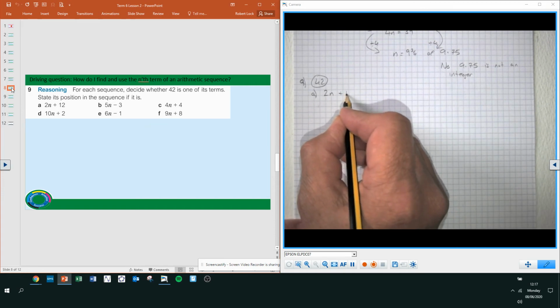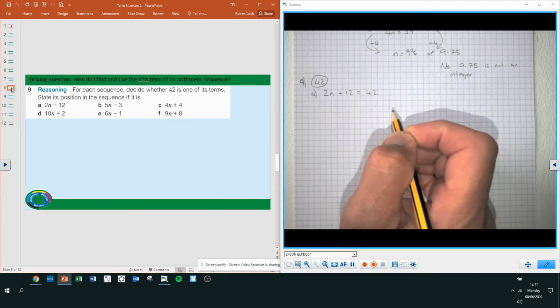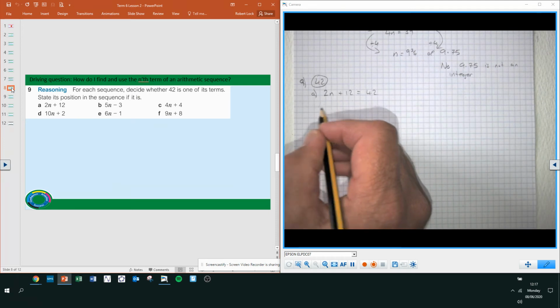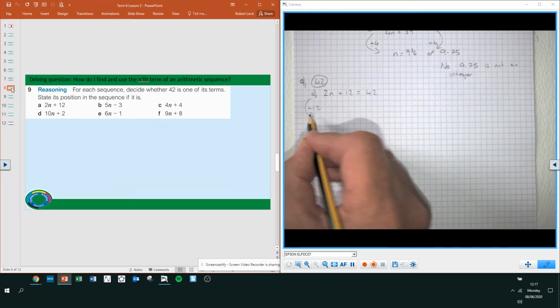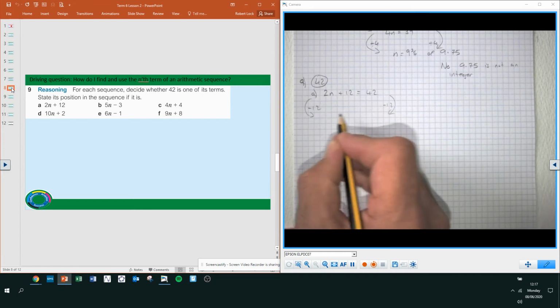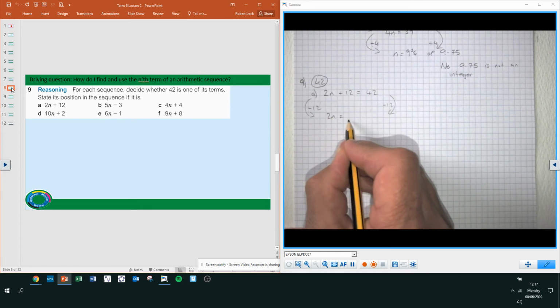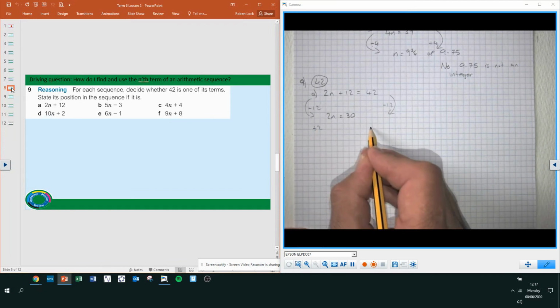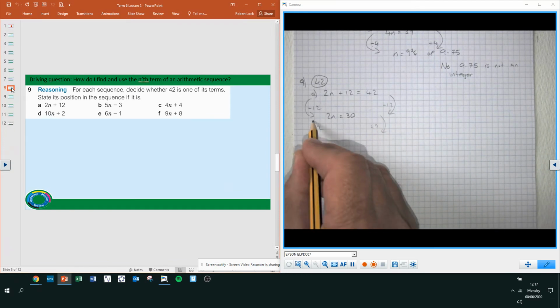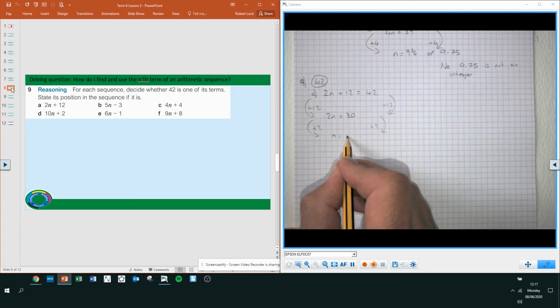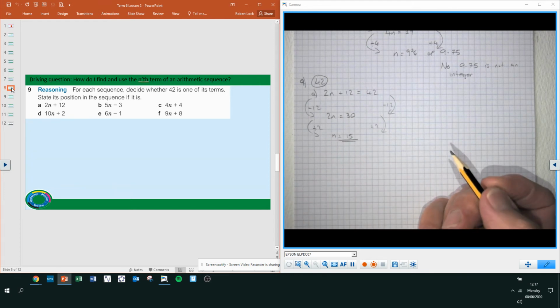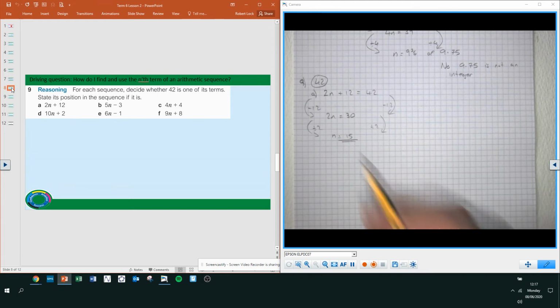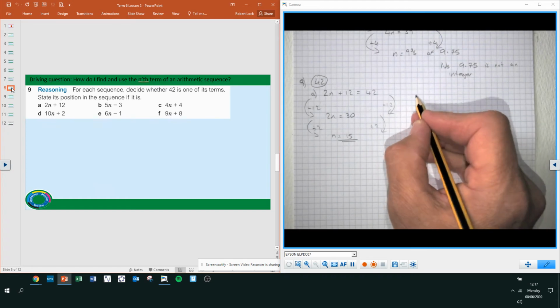2n plus 12 equals 42. Get rid of the 12 both sides, minus 12 both sides. 2n equals 30. Divide by 2 on both sides. n equals 15. So yes, 42 does feature in the sequence 2n plus 12. It is the 15th number.